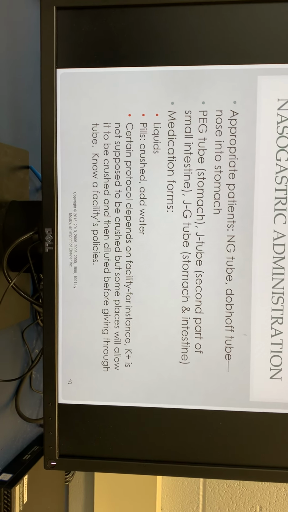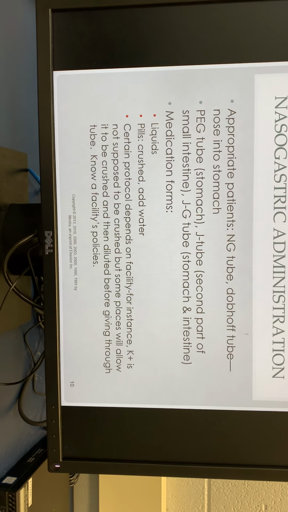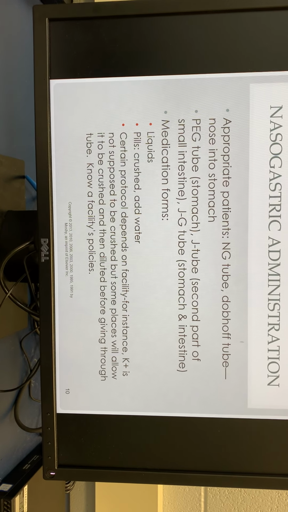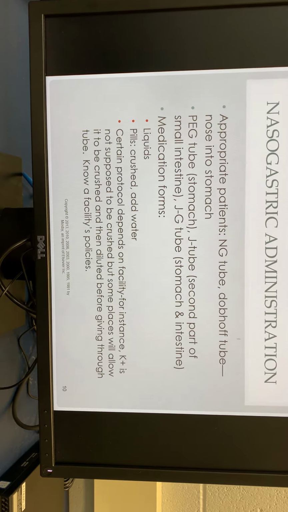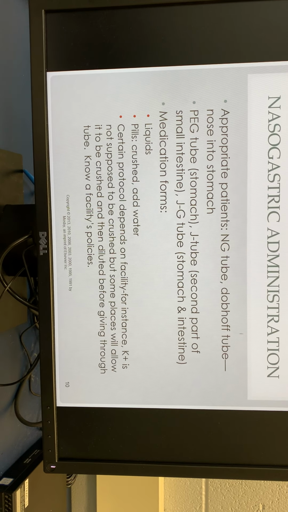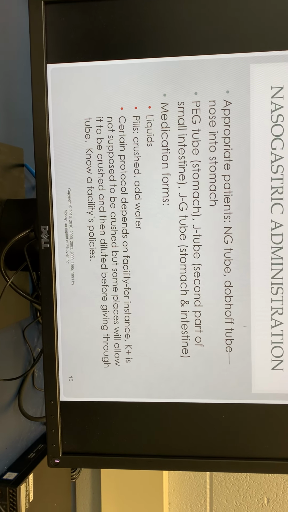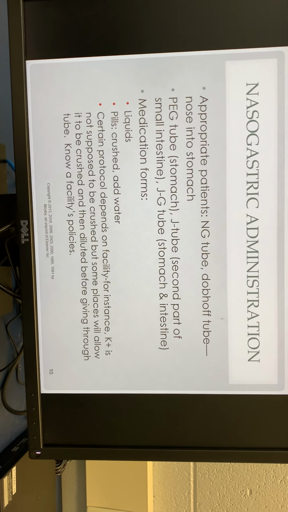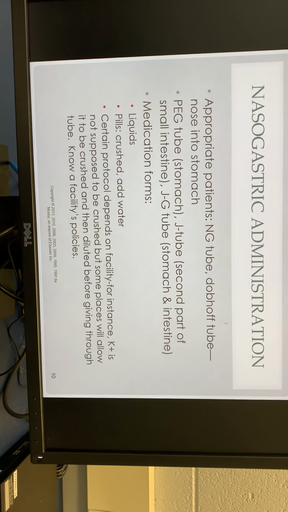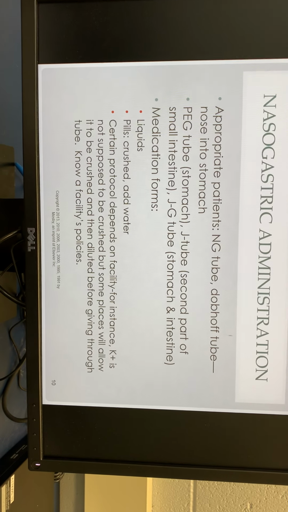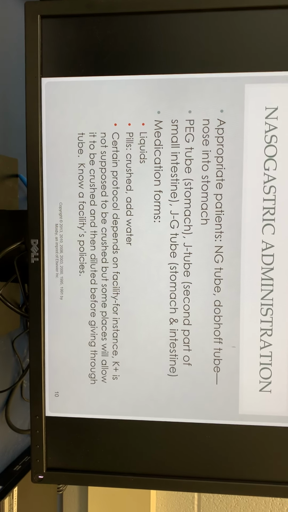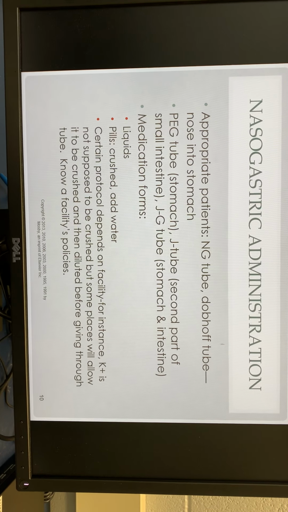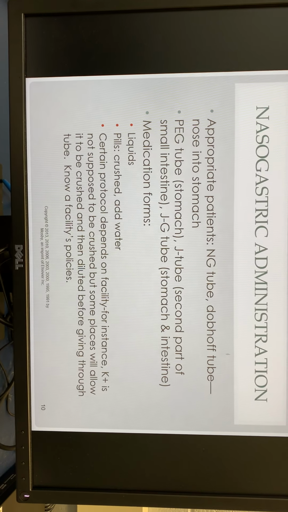Medication forms are going to be liquid. That's the easiest if it's already liquefied. With pills, as long as they're not extended release or enteric coated, they can be crushed and you add water to administer the drugs through the tube. And we'll practice that in my MedPass clinical. We will practice doing some tube administration of meds.